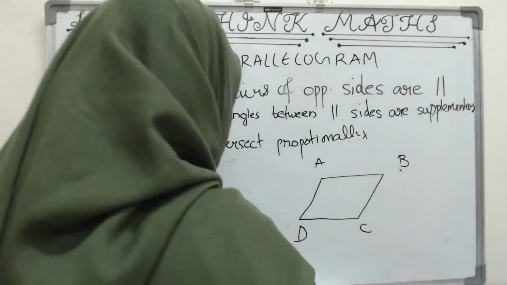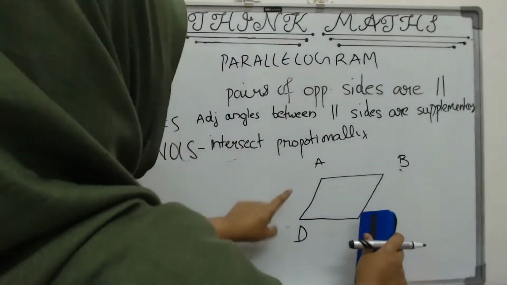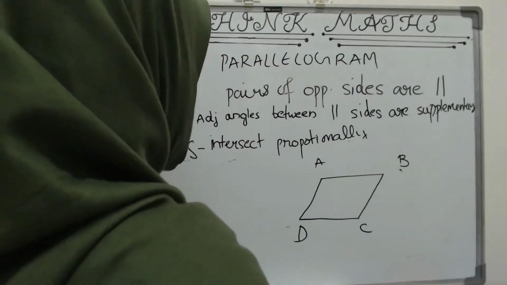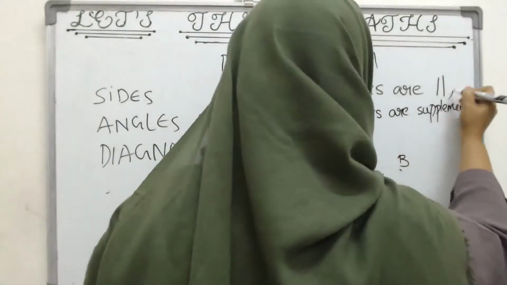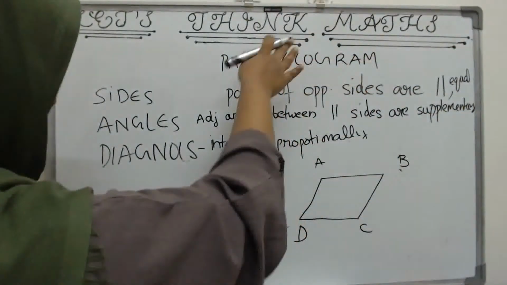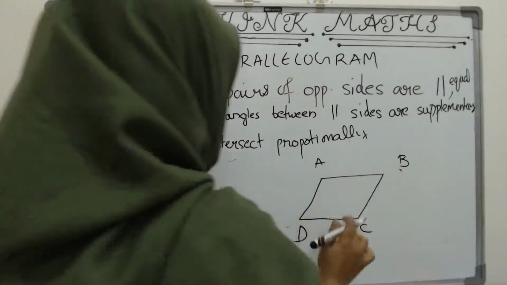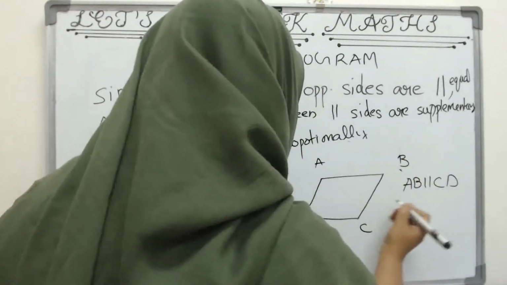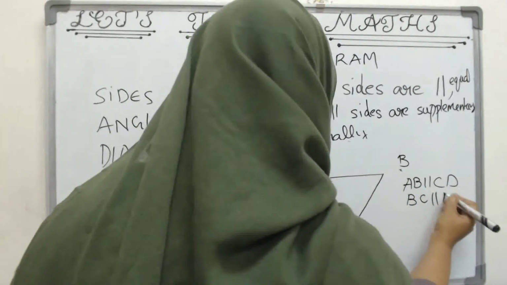A, B, C, D. In a trapezium, just one pair of opposite sides had to be parallel. But in a parallelogram, both pairs of opposite sides have to be parallel, and they have to be equal as well. You see what is happening here? It is satisfying all the conditions of a trapezium, plus AB is parallel to CD and BC is also parallel to AD.